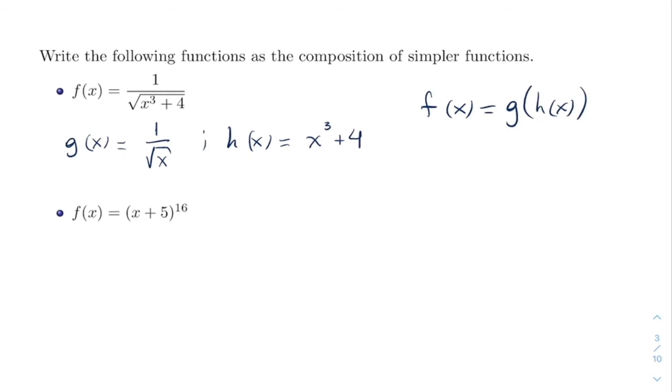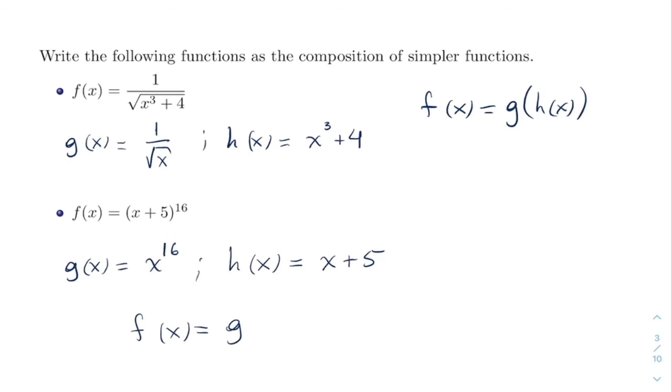In the second example, we can see that the functions involved in this composition are the following. So g of x will be equal to x to the 16, and h of x is equal to x plus 5. So with these two functions, we can see that f of x is equal to g evaluated at h of x. So we found two functions that are simpler than the original one, that the composition gives us our original f.